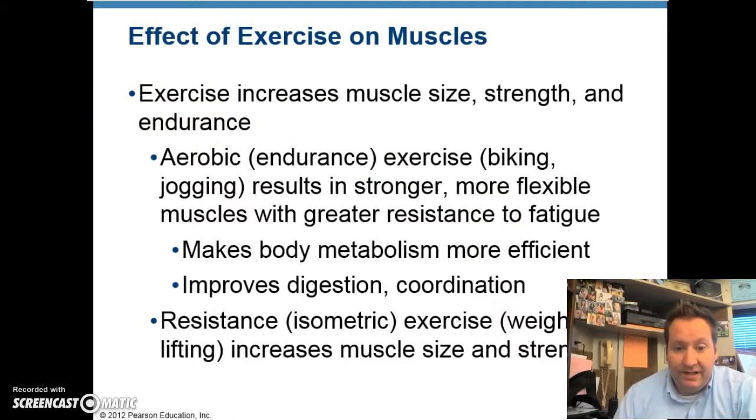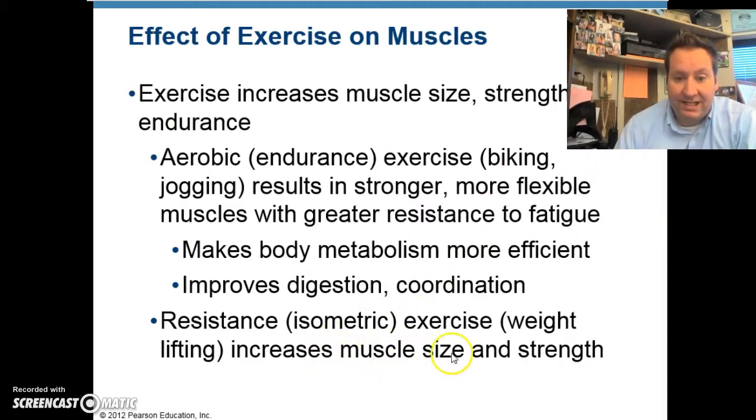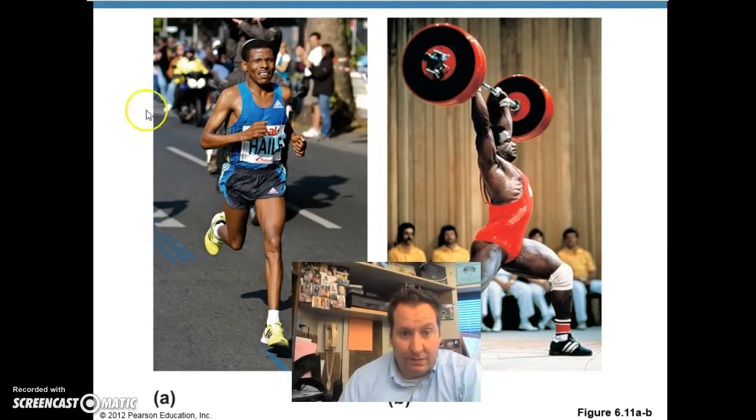The other thing that you have is isometric exercise. Isometric exercise is going to work on muscle size and strength. So muscle size and strength is going to be like your lifting exercise, lifting weights, doing those different types of things. Those are your two different types of exercise you can do: aerobic and isometric training. These are examples of the two types of exercise depicted here. Here's your aerobic, and here's your isometric training that's going on.